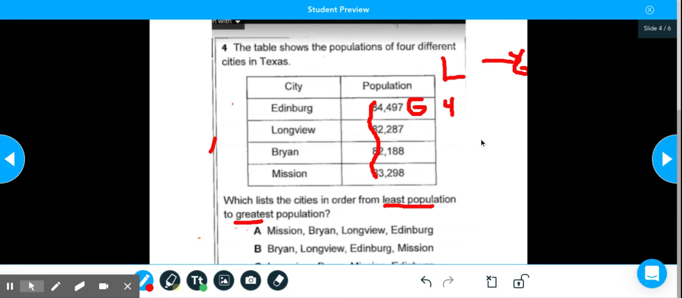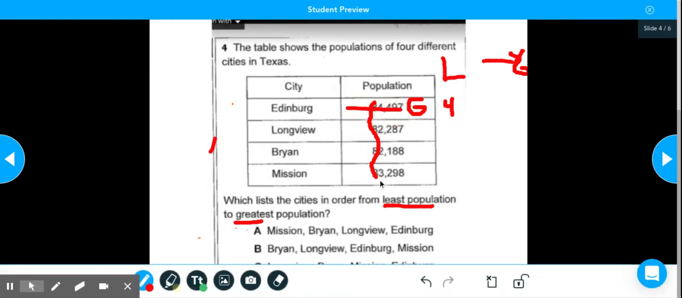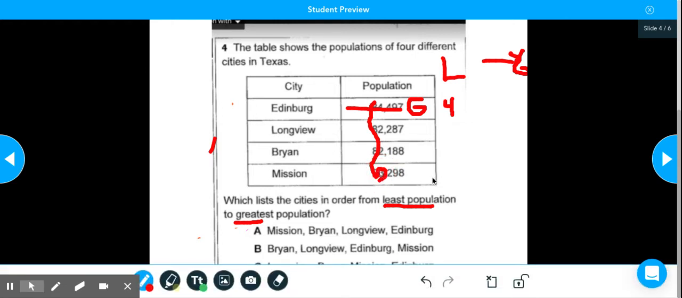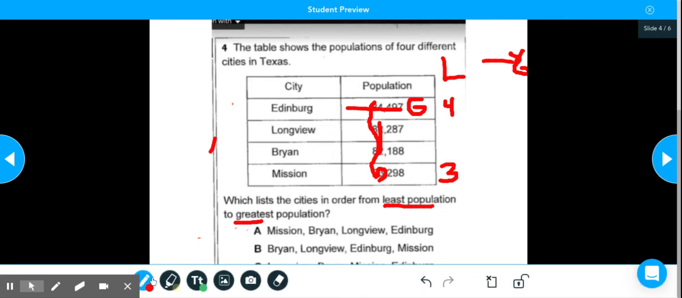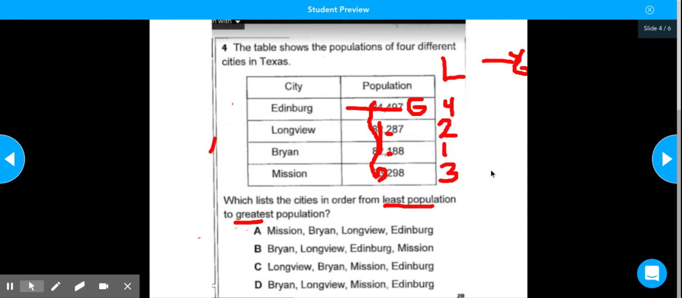Okay, so the 4 is the greatest number, so that makes that city the greatest. So we don't have to look at him anymore. He's going to be in last place. This 3 makes the city Mission the second greatest. So he's going to be in third place. So these 2s right here, they don't tell us a whole lot, except that they're both the smallest number. So we have to go to the hundreds place on Longview and Bryan. The hundreds place has a 2 and a 1. Those help us out a lot. The 1 tells us that Bryan is the smallest, so he's in first place, and Longview is the second smallest.